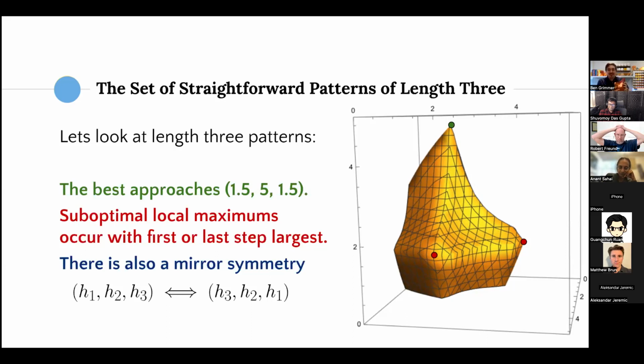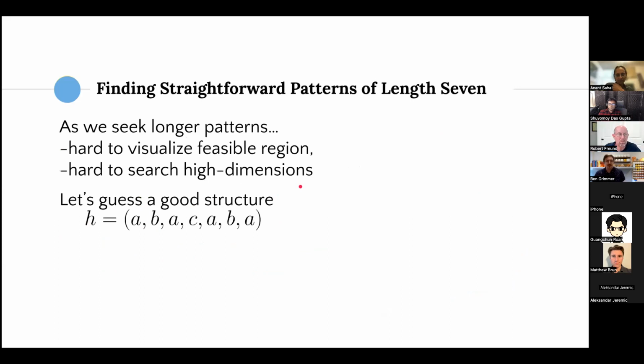But this gives us some structure about what we should be doing in general. So we should have this mirror symmetry that seems to work, and we should have the biggest step in the middle. That's at least what works for patterns of length 3. So we could take this and try to generalize some more. After 3, the next one I want to do is 7. It got really expensive to try and search for high-dimensional solutions to these non-convex problems.